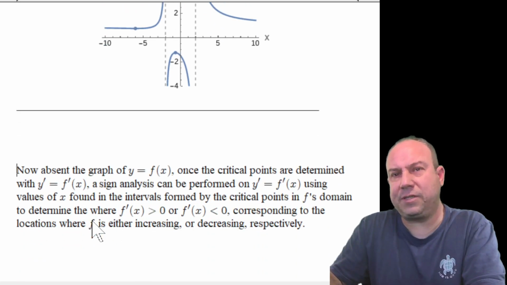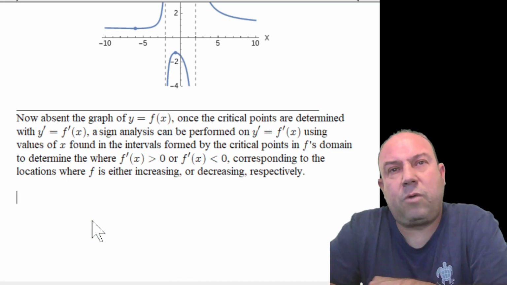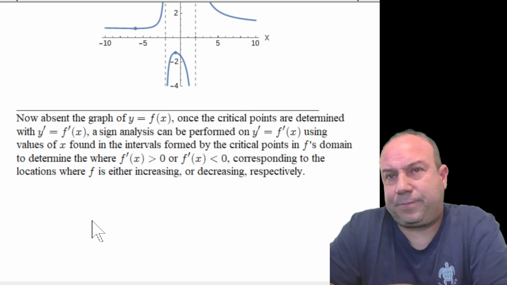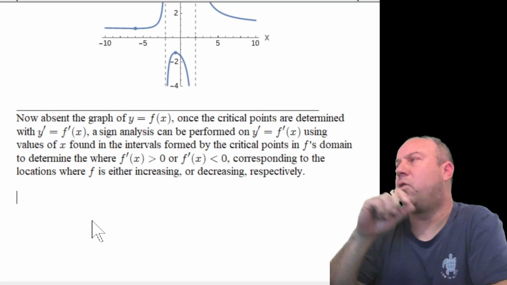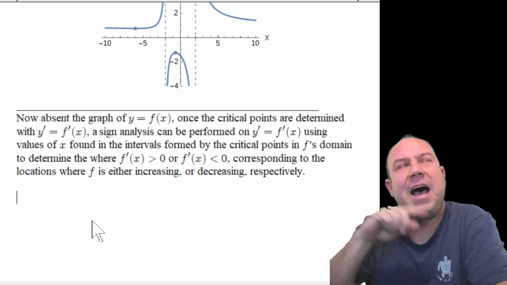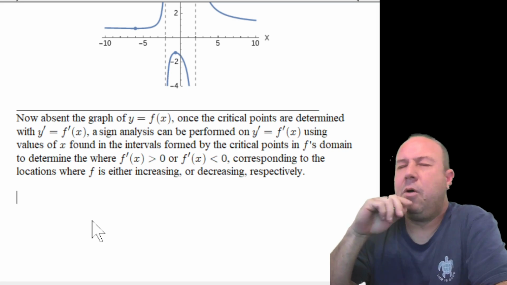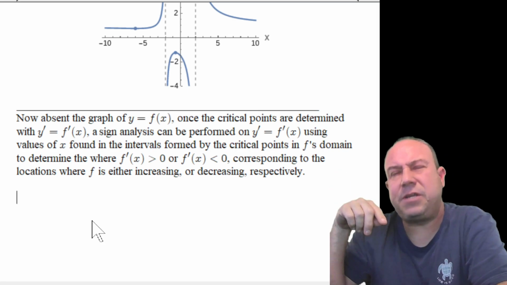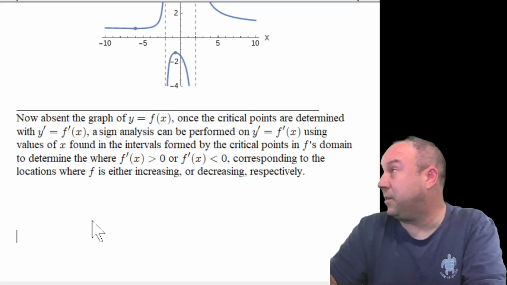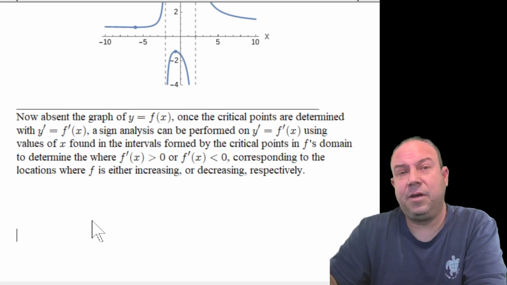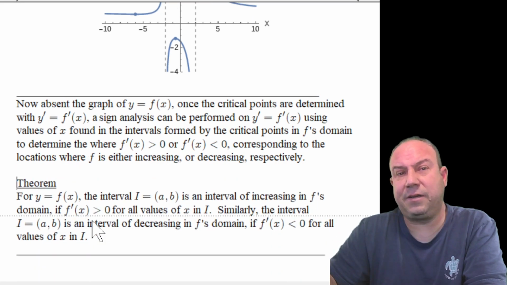Now, in the last 2 examples, we did have the graph. We are going to want to consider, well, what happens if we don't? Well, if we don't have the graph, then what we have to do is perform a bit of a sign analysis on our slope function, f prime of x. Where f prime of x is greater than 0 is where we're going to be increasing, and where f prime of x is less than 0 is where we're going to be decreasing. And we see that help us define our intervals of increasing and decreasing.